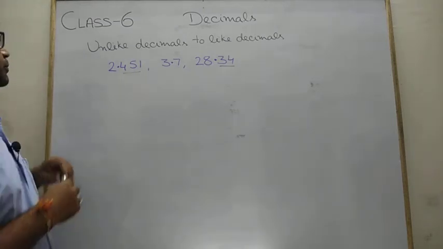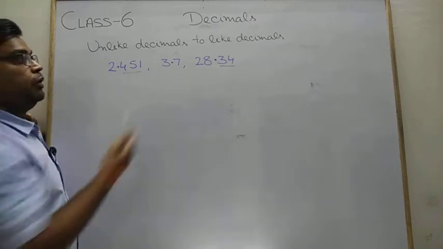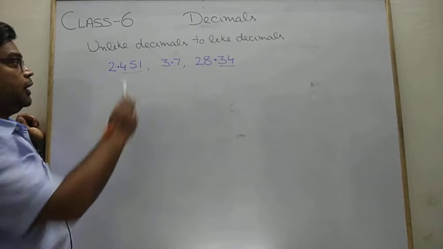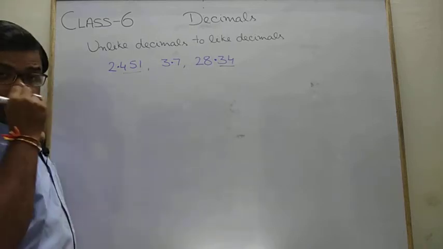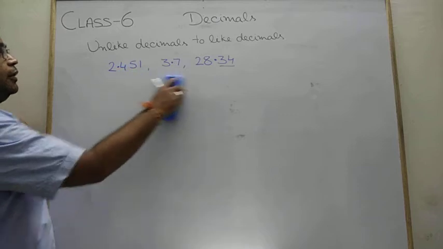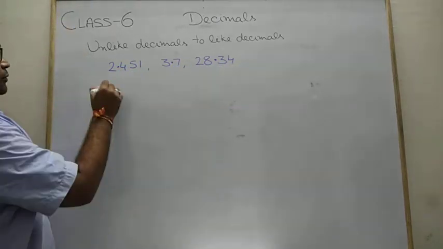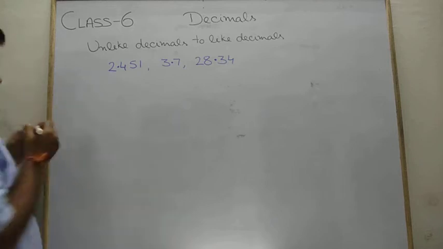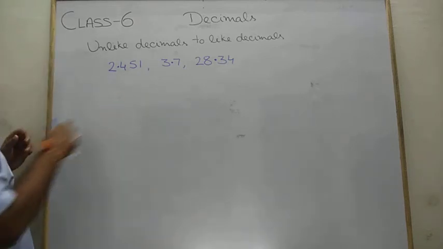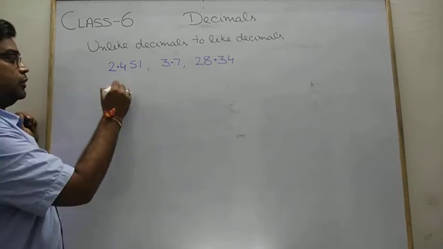Now come to the point. 2.451 and 3.7 and 28.34. When we observe the digits after the decimal, in this case they are not the same, means the numbers are unlike decimals. So we must convert these unlike decimals into like decimals. How do we convert? See here.